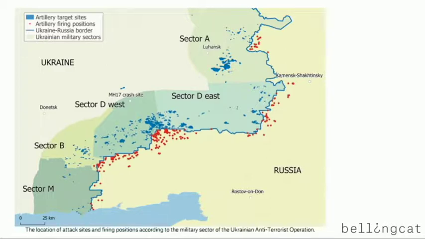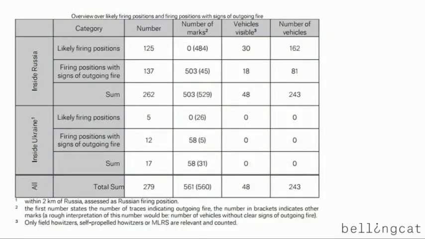Cool. So this is the eventual table of that information that we put together of this data set. And as you can see, we identified potentially 262 firing sites. And yeah, they were mostly inside Russia. Okay, so we've applied this kind of method to other events. So, for example, Russian airstrikes in Syria in 2015.